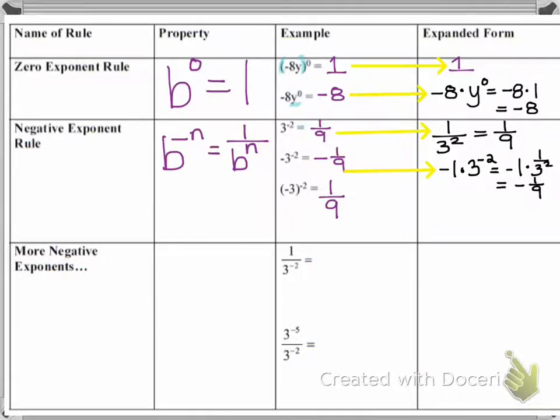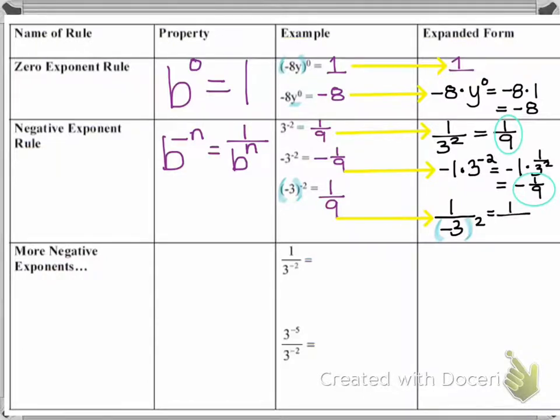All right, let's look at the last one. Let's go back really quick. Let's make sure we understand the first two answers. The first one is positive 1/9. The second one is negative 1/9. Okay, let's look at the third one. Now the negative 3 is in the parentheses, so the base is negative 3. So this becomes the reciprocal. So we have 1 over the base, which is negative 3, raised to the second power. So notice how I kept the parentheses in the denominator around the negative 3.